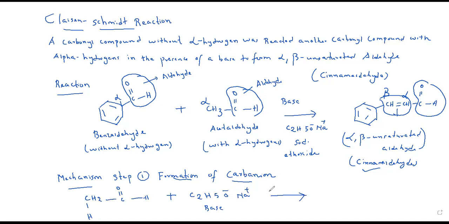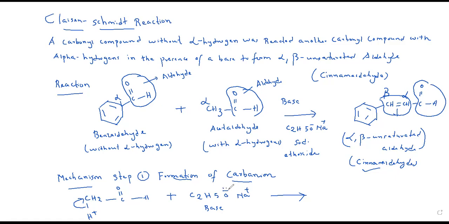Now, what happens is you compare the electronegativity between carbon and hydrogen. Carbon will have slightly more electronegativity, so the electrons which are present in the sigma bond will migrate towards carbon. What happens to this hydrogen here? Hydrogen will get a positive charge.